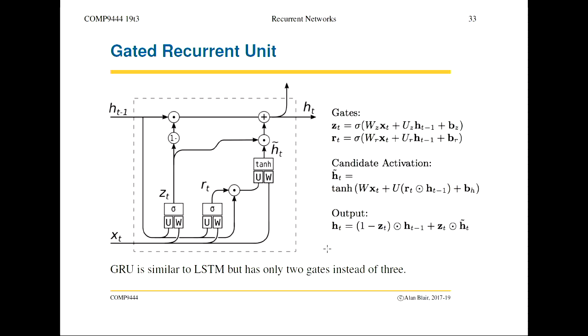So 1 minus sigma determines how much to forget, and sigma tells you how much of the new thing to include, and then there's this gate here. So it's very similar to the LSTM, but with only two gates.